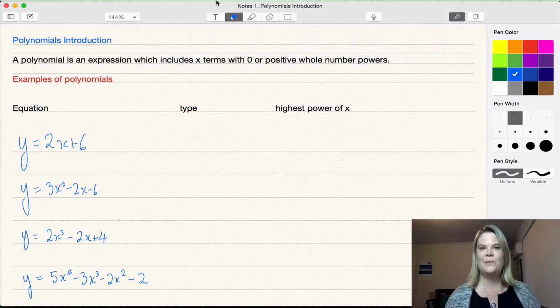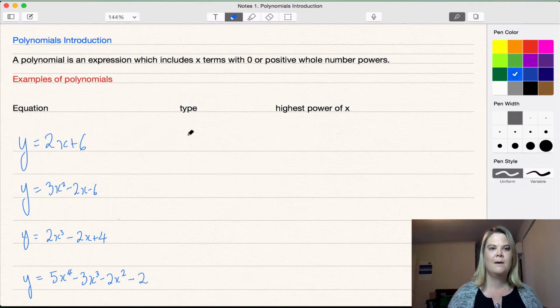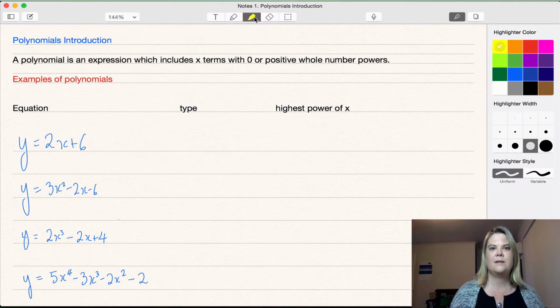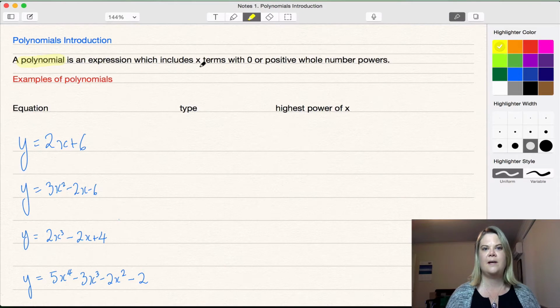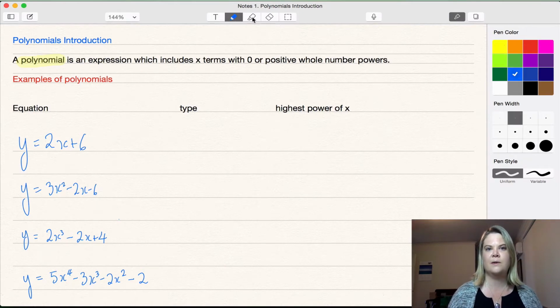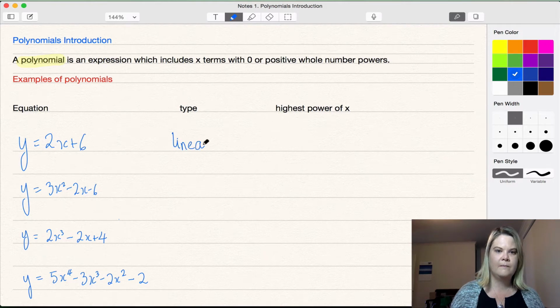Hello, and welcome to our video on an introduction to polynomials. A polynomial is an expression which includes x terms with zero or positive whole number powers. Examples of polynomials we've already looked at: we have y equals 2x plus 6, which is a linear equation, because the highest power of x is 1.